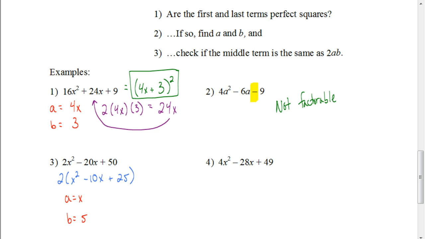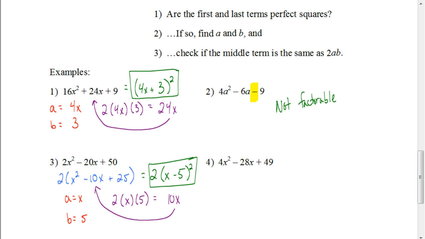Now I want to see if the middle term, and you want to ignore the minus for right now, is the same as 2 times our value for a and our value for b, so 2 times x and the 5. Sure enough, that gives us 10x, the same as the middle term. So this can be factored to be 2 times the quantity x minus 5 squared. You do not want to forget to include the greatest common factor as part of your answer. That is very important. So hopefully you got that one right.